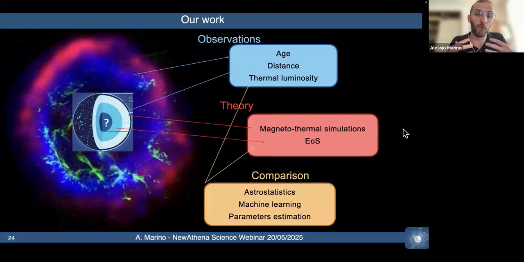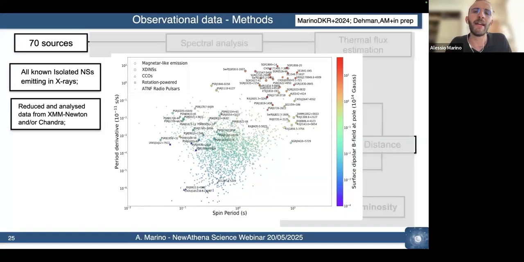My role in all of this was mainly focused on the observational part, so I will talk at length about this part. We had a sample of 70 sources, all of the known isolated neutron stars emitting in X-rays. We used only data from XMM-Newton and Chandra because we want the best data for our sources. Also, most of them are pretty faint, so we need very sensitive X-ray instruments. And we analyzed all these spectra.